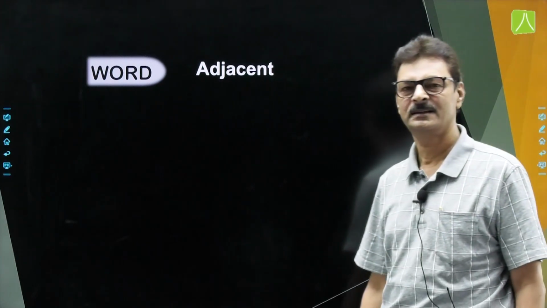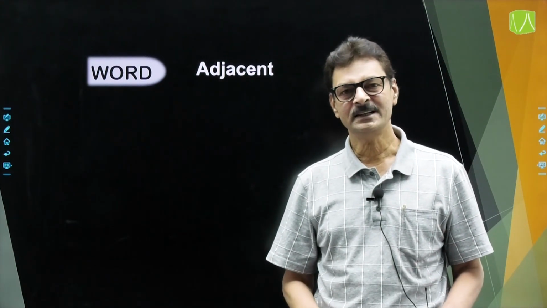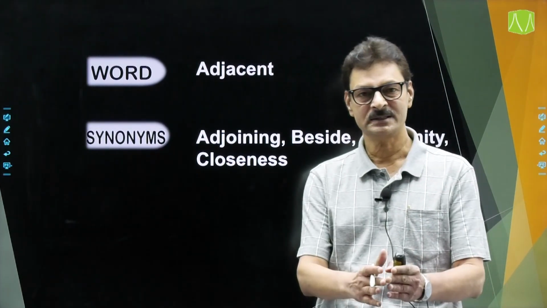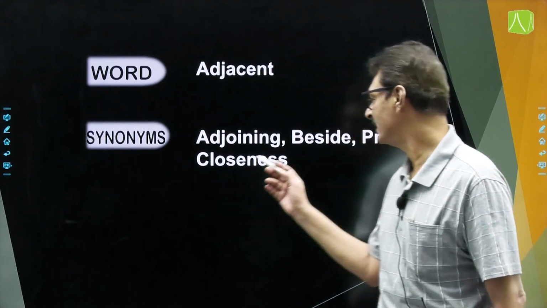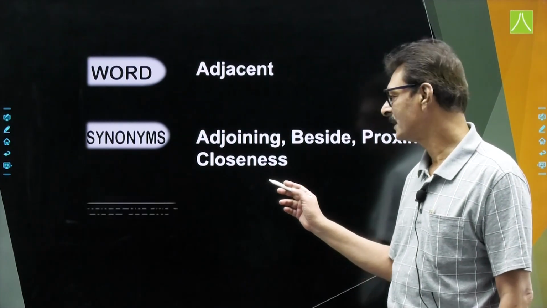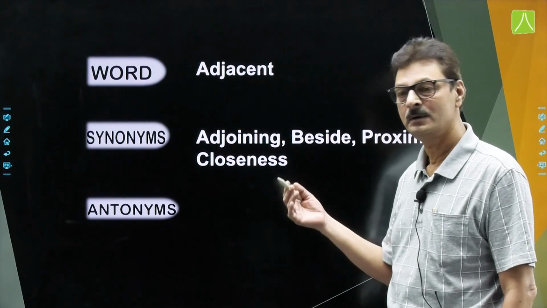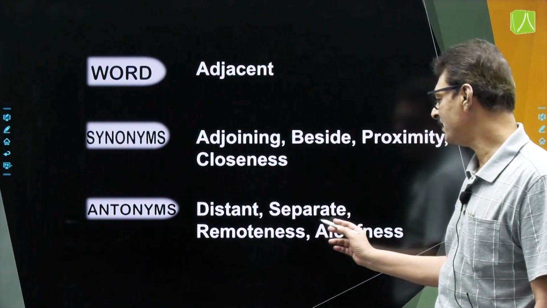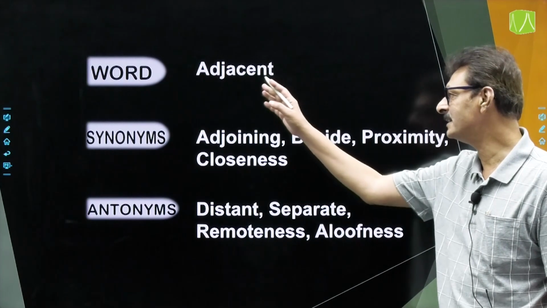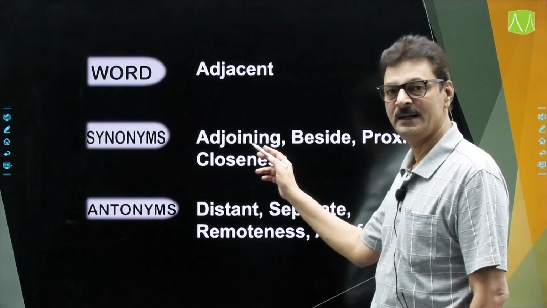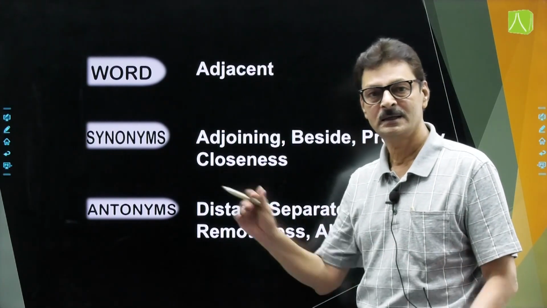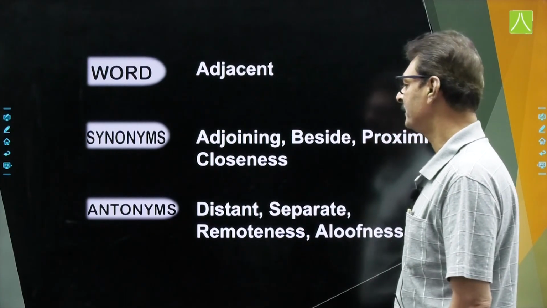Next, adjacent. Very easy word now. What is adjacent? Adjacent is adjoining. लग के जो सट के, very close, adjoining, beside, proximity or closeness. And the opposite will be दूर, distant, separate, remoteness or aloofness. So these are the few antonyms of the word adjacent, जिसका मतलब होता है adjoining, लगा हुआ, है ना. Adjacent is लगा हुआ या सट कर is the Hindi meaning.